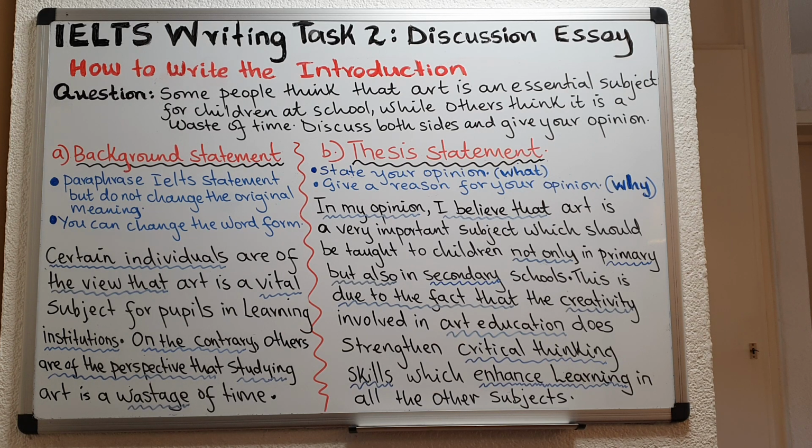The IELTS statement is, some people think that art is an essential subject for children at school, while others think it is a waste of time. That is the IELTS statement. So in your background statement, you need to rewrite that in your own words, but you do not change the original meaning. How do you do that? You do that by finding word synonyms for the different words that are in the IELTS statement.